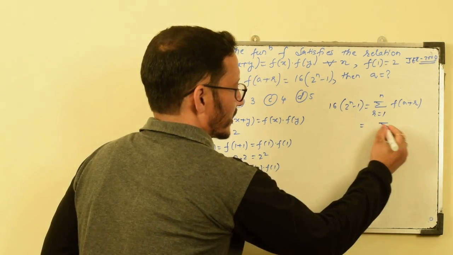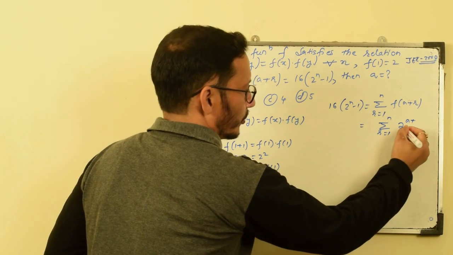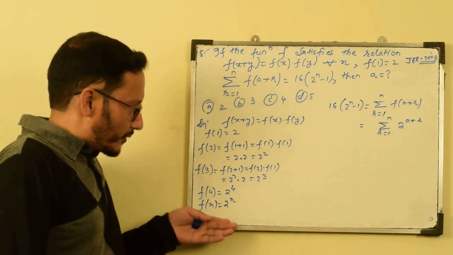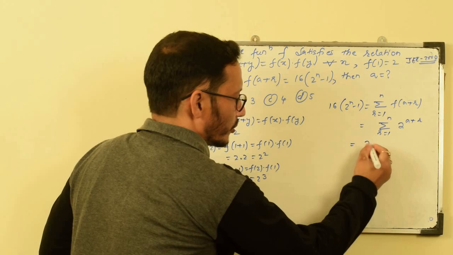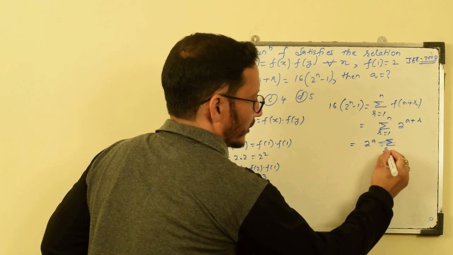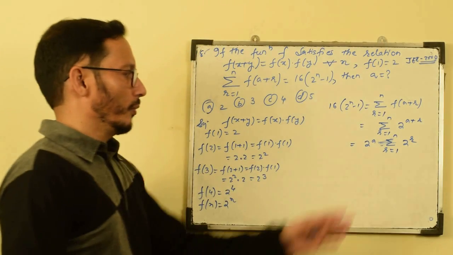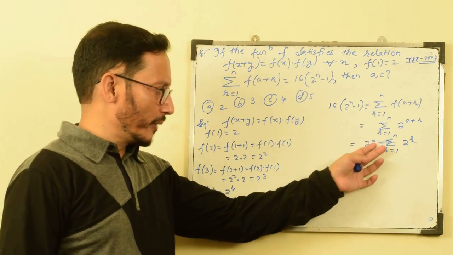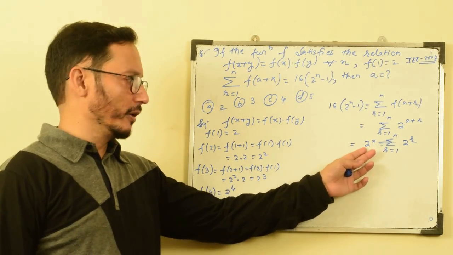So can we write this summation r is equal to 1 to n as 2 to the power a plus r? Yes. So with the help of this relation, we can write it this way, or we can write 2 to the power a into the summation of r is equal to 1 to n of 2 to the power r. Why am I taking 2 to the power a out? Because 2 to the power a is a constant. Here r is given, so that's why we can take out 2 to the power a.